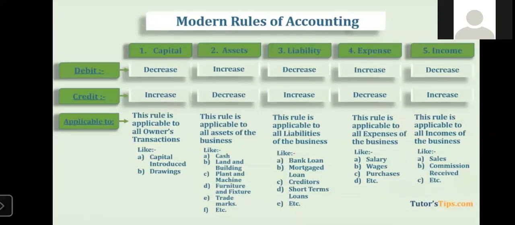This rule is applicable to all assets of the business like cash, land and building, plant and machine, furniture and fixtures, trademarks, etc. Liability, debit decrease, liability, credit increase, applicable to. This rule is applicable to all liabilities of the business like bank loan, creditors, short-term loan, etc.